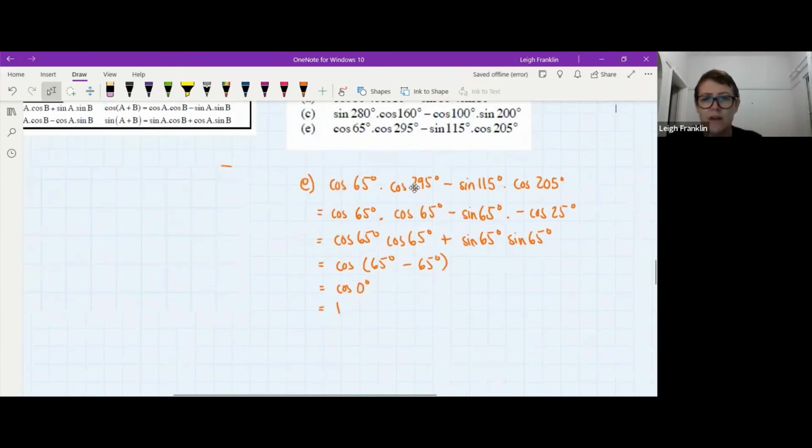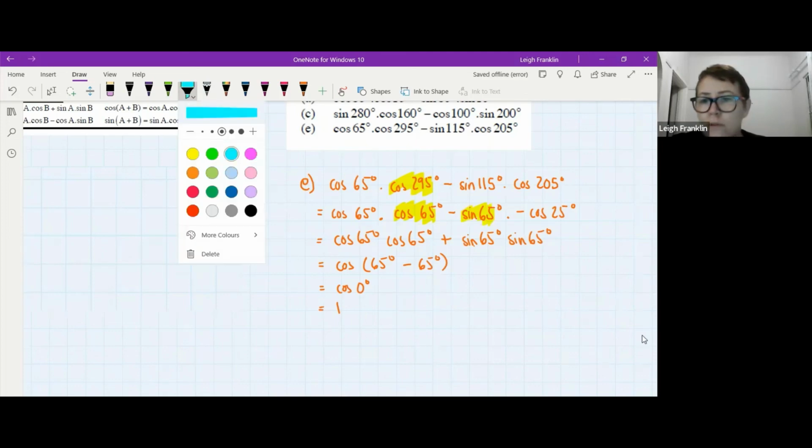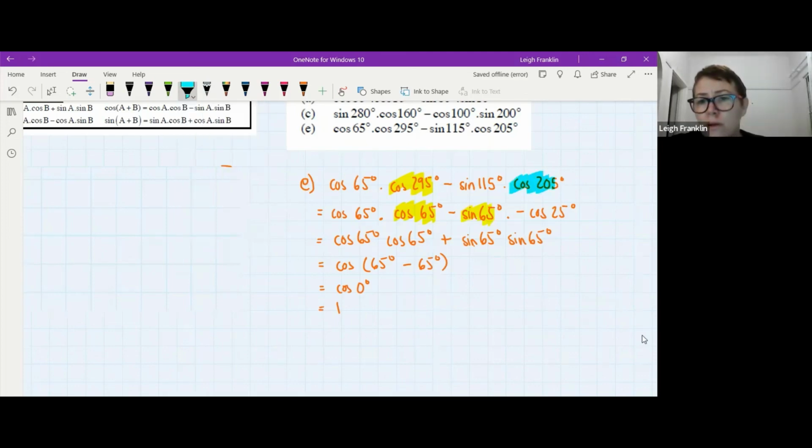I said cos 65, cos 295 minus sine 115, cos 205. I then reduced cos 295, which is quadrant 4, to cos 65. So this one over here reduced to that one over there. We're working in quadrant 4, so cos is positive. Then sine 115 is quadrant 2, so that is going to reduce to sine 65. And then cos 205 is quadrant 3. This is quadrant 3, so that means that cos is going to be negative.